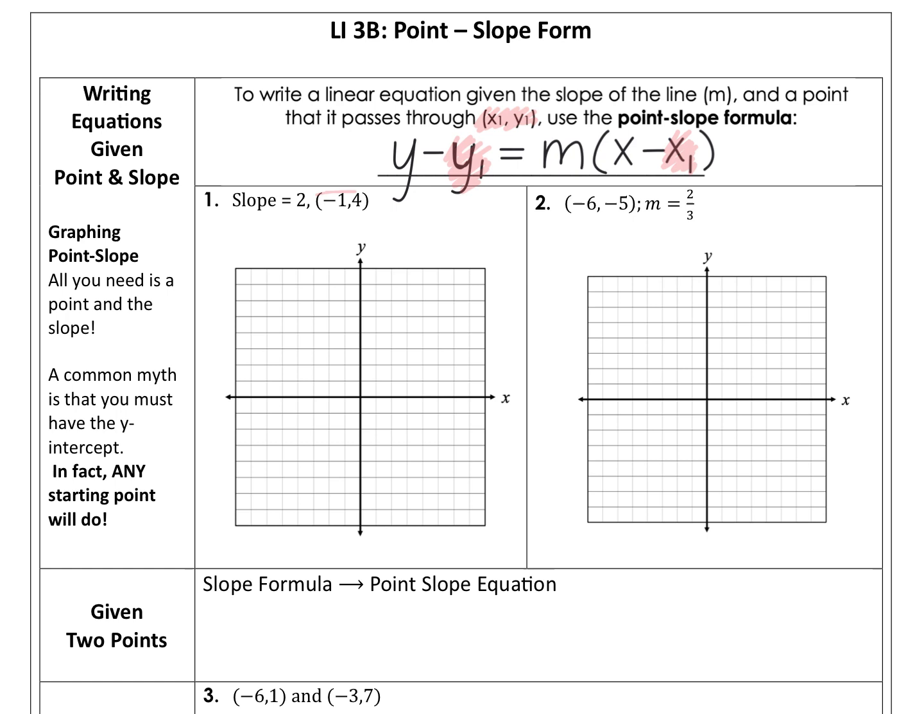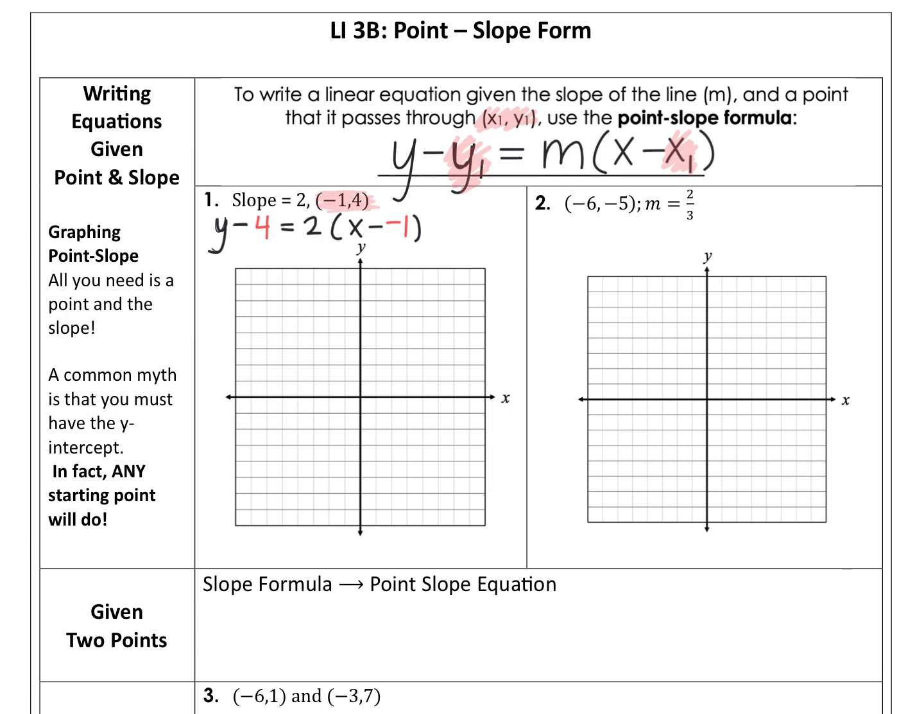Here's my point I'm going to use, which I'll kind of do in red, okay? So y minus, what is my y value? 4. Y minus 4 is equal to the slope, which is 2. And in parentheses, x minus x1. So x minus, what's the x value? -1. Okay, so when you have this, yes, you have to have both minus signs.